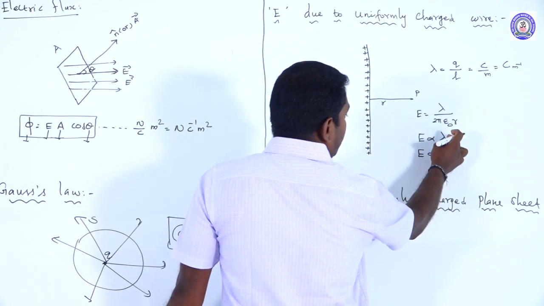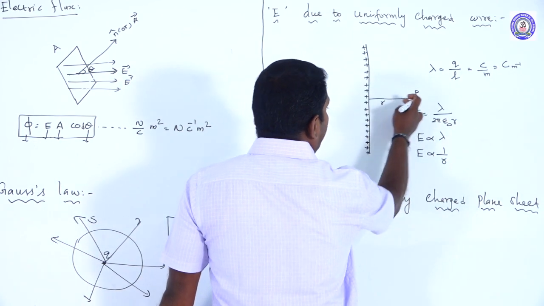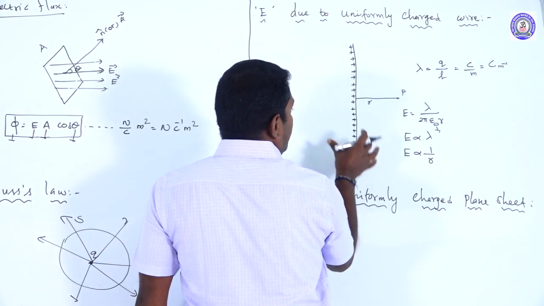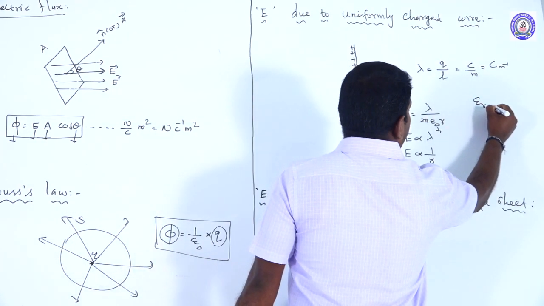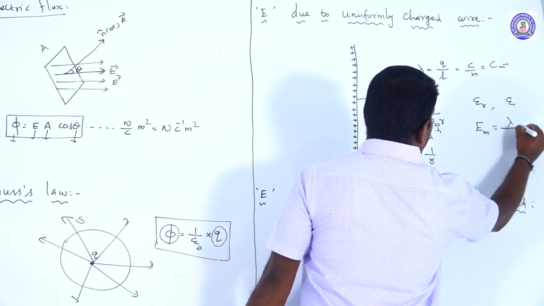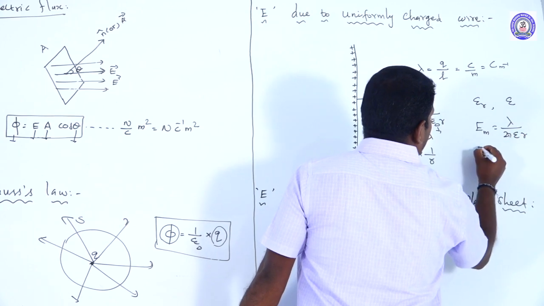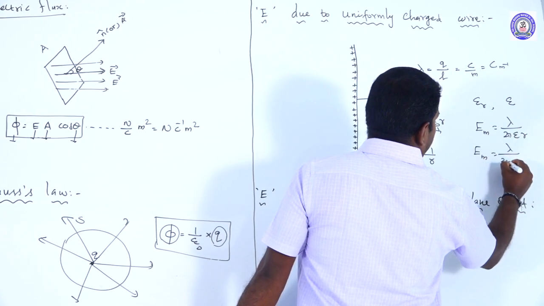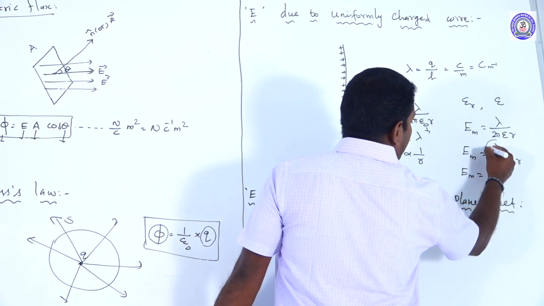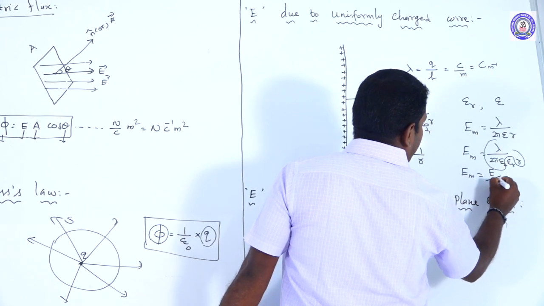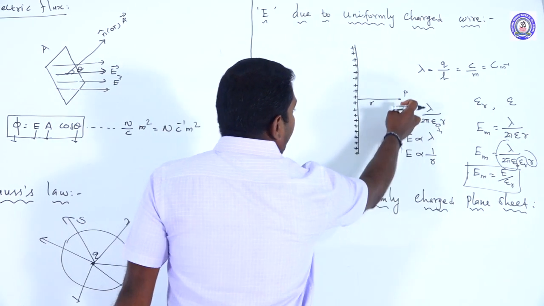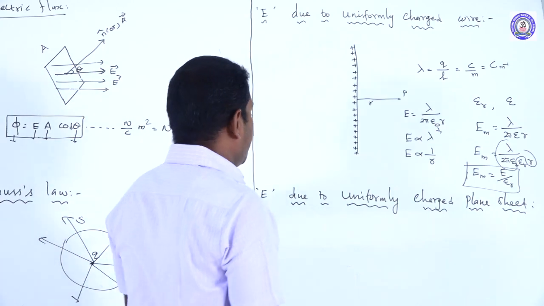So it depends not only on the linear charge density and the distance of the point from the charged wire, but also on the medium. Suppose this entire system is situated within a medium of relative permittivity epsilon r. The electric field at this point inside the medium is lambda divided by 2 pi epsilon naught epsilon r R. So E medium is equal to E divided by epsilon r. So when this entire system is situated inside the medium, the electric field at point P decreases epsilon r times.